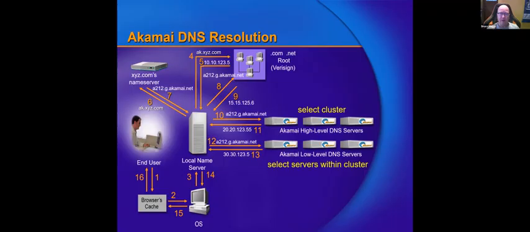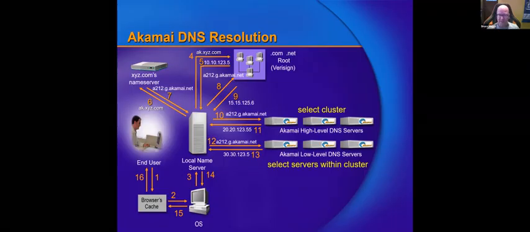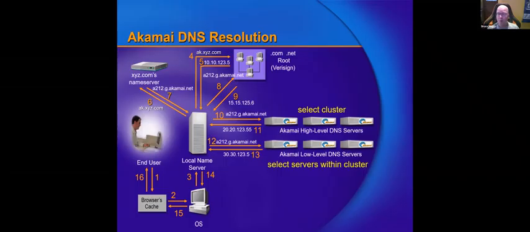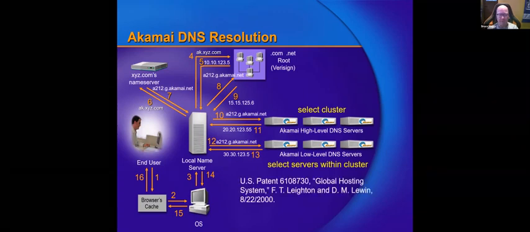That's right. The picture is not as bad as it looks. So yes, there may be an extra DNS query. Hopefully that's going to the same place. These low-level DNS servers are co-located with the servers that they're managing. So they're in that cluster at MIT. So that extra DNS query is going to the local Akamai cluster, and then you're getting the data from there. And so hopefully that reduces latency.